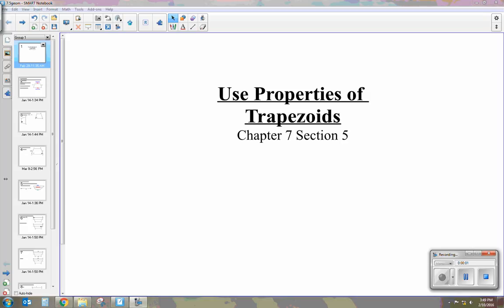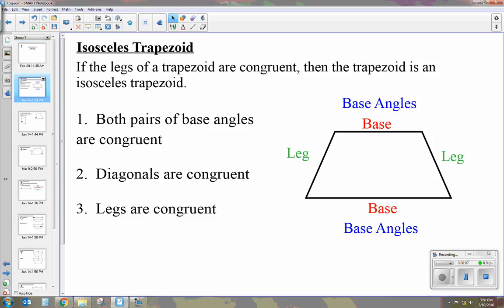Today I'm going to be talking about using the properties of trapezoids, and this is Chapter 7, Section 5. So first off, let's look at this trapezoid. This is an isosceles trapezoid, and if the legs of a trapezoid are congruent, these are the legs, we've done them in green, then the trapezoid is an isosceles trapezoid. And the other property of this is that both pairs of the base angles are congruent.